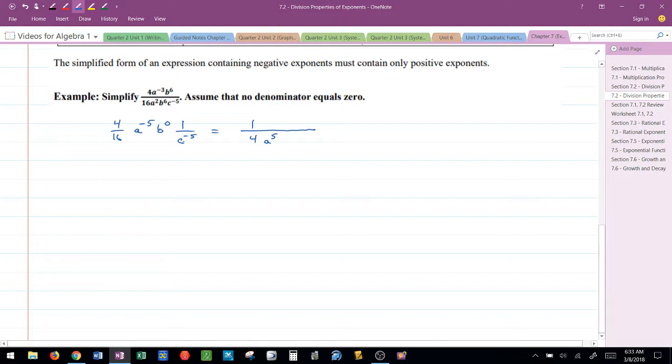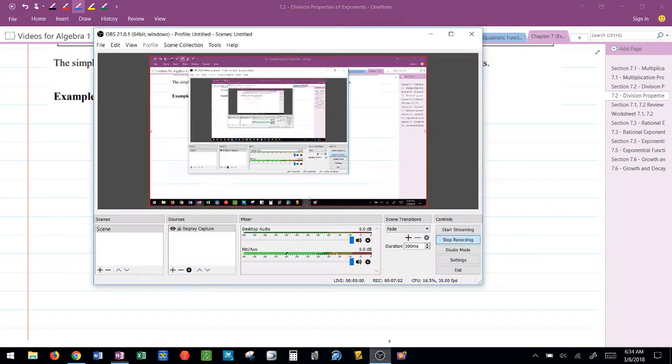So I don't have to write a b anywhere. I go to the 1 over c to the negative fifth. Because that's a negative exponent, I have to make it positive by moving that up to the numerator. That simple move of moving it either up to the numerator or down to the denominator when you have a negative exponent is what cleans that up and makes the exponent positive. You must have positive exponents in your answers. Let me know if you have any questions.